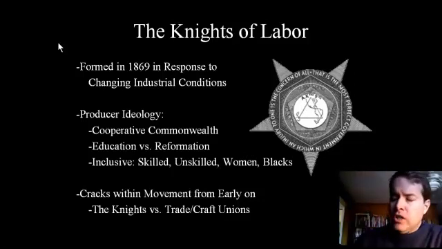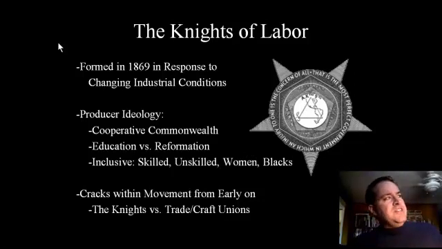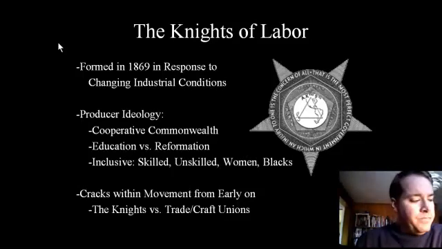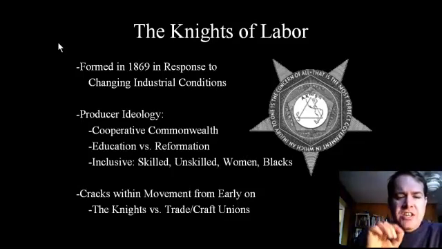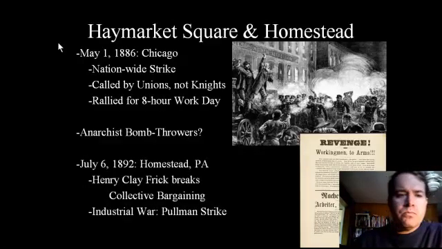And these earlier craft unions don't like the fact that the Knights are trying to take over from them, and also include unskilled workers, women, and blacks. And so these craft unions will basically fight within the labor movement against the Knights of Labor. It's these craft unions that will actually call for the first nationwide strikes.